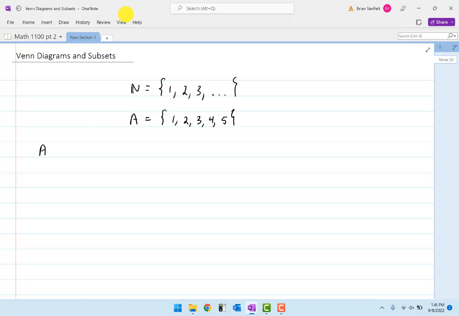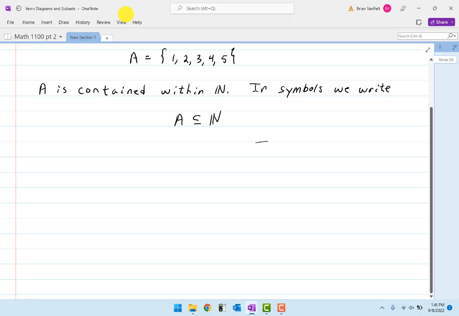So A is contained within the natural numbers. In symbols, we write that A, that symbol right there, is a subset of the natural numbers. Now, a lot of times it's helpful to draw a picture of relationships among sets. So let's go ahead and draw a picture of what this might look like.